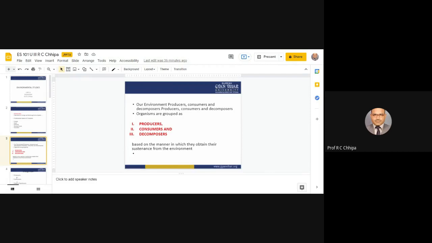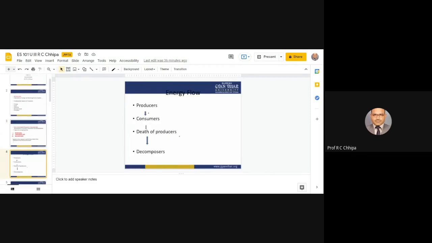So producers, consumers, and decomposers. These are the three parts. Now, one more thing is there: energy. Capacity to do work. How do we do the work? We need energy. We need energy from the food. That is the natural phenomenon.